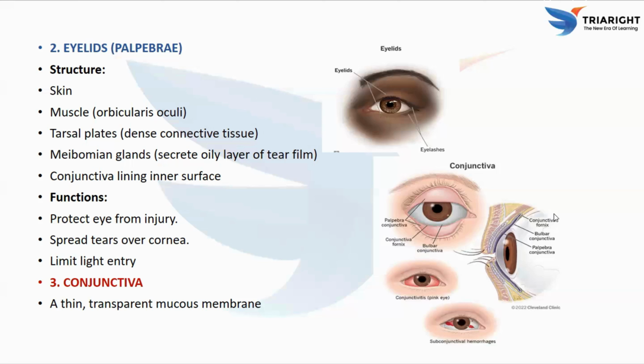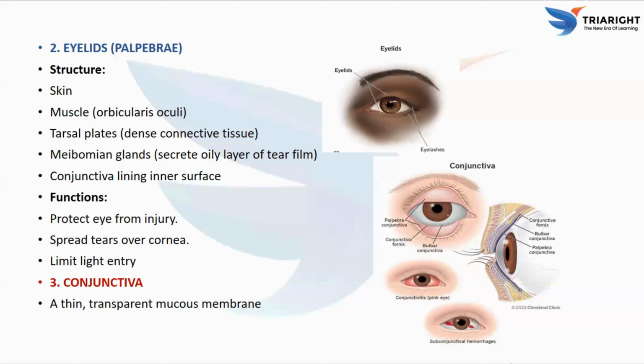So in the picture, you can clearly see the layers of the conjunctiva: palpebral conjunctiva, conjunctival fornix and bulbar conjunctiva. So these are the layers of the conjunctiva. And this is conjunctivitis, which is a pink eye, and subconjunctival hemorrhages. So conjunctivitis is nothing but inflammation of the conjunctiva, which is also called pink eye, meaning the eye appears in pink color.